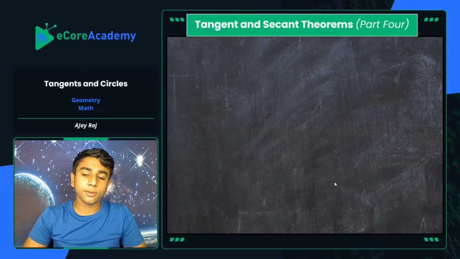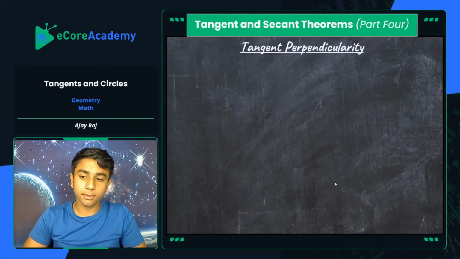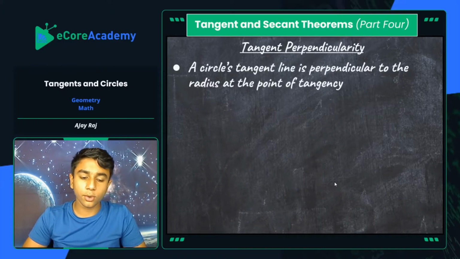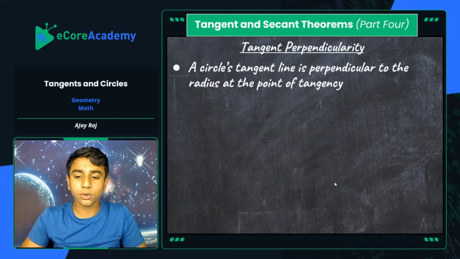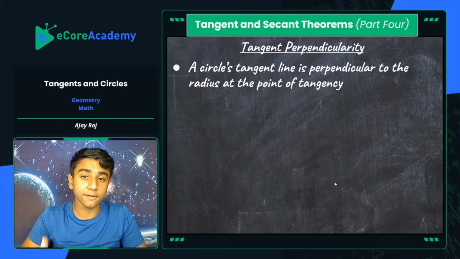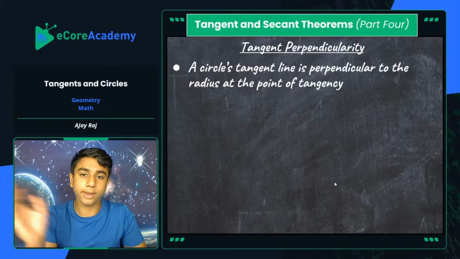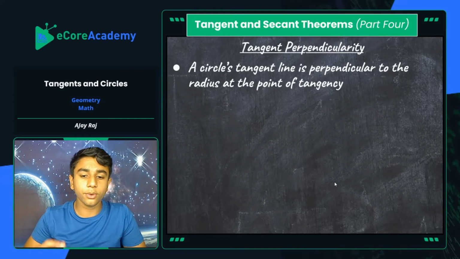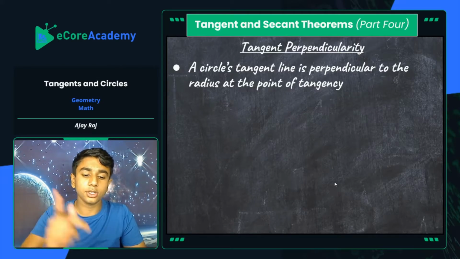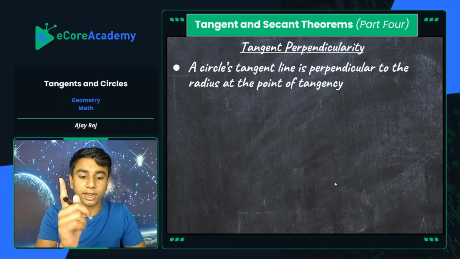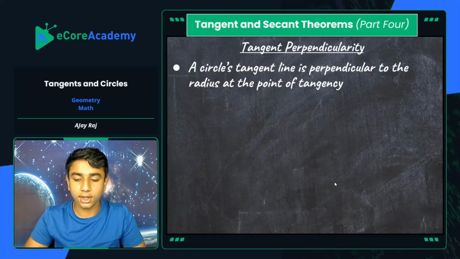Tangent and secant theorems, part 4, our last theorem. It's going to be about tangent perpendicularity, and it's going off of the definition of what a tangent is and just extending forward. So a circle's tangent line is perpendicular to the radius at the point of tangency. So now we know that a radius has an infinite amount of locations. You can have an infinite amount of radii on your circle, but there's always going to be one radius that's going to be perpendicular, meaning it will touch the point of contact, the point of tangency of a tangent, and intersect it, or make contact with it at a 90-degree angle.